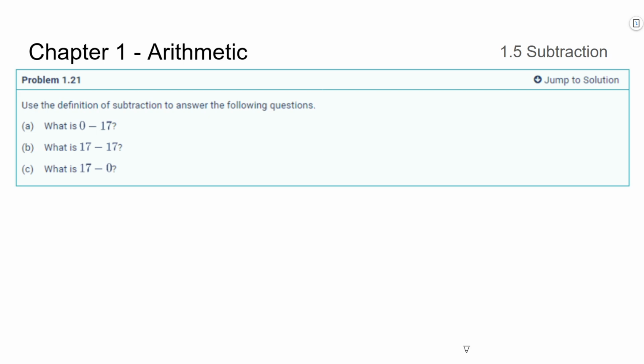Okay, jumping right into the problems now, and we're going to use this new understanding, this new definition of subtraction, to solve these problems. Again, problems that I'm sure you already know how to solve and you already know the answers to, but let's just try it in this new way.